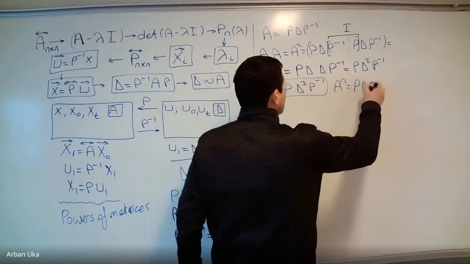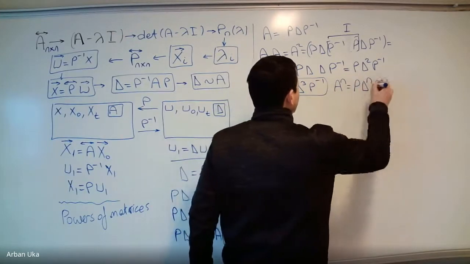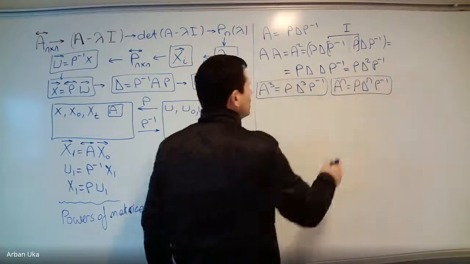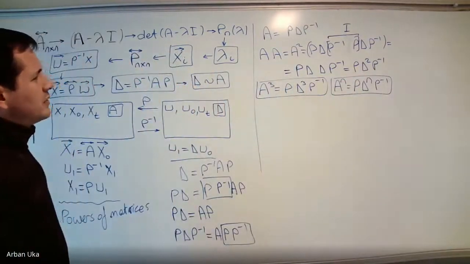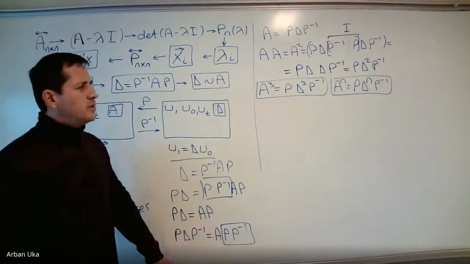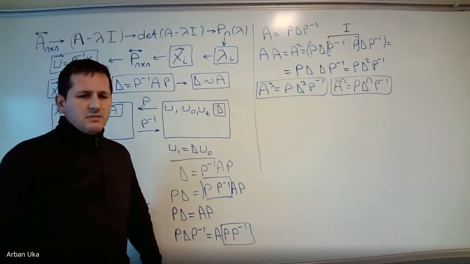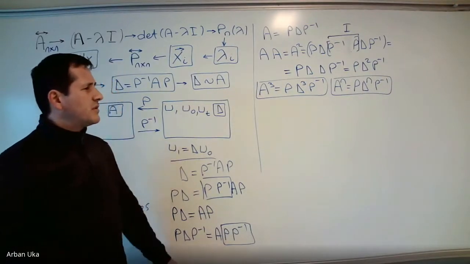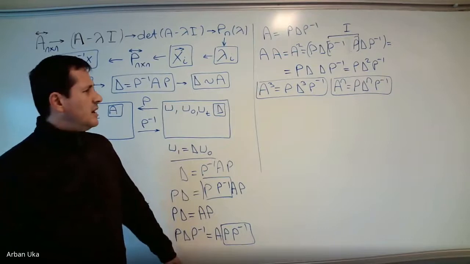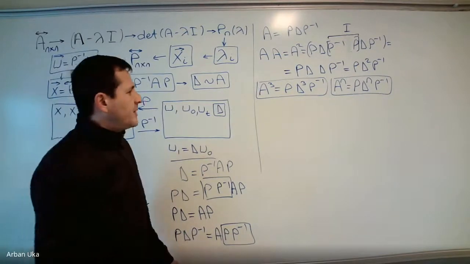This is P e to the power n P inverse. Now, why do we need this? This is useful because anytime we multiply two matrices, this takes time. This is computationally expensive. If you are in an exam, it will be relatively difficult to take.